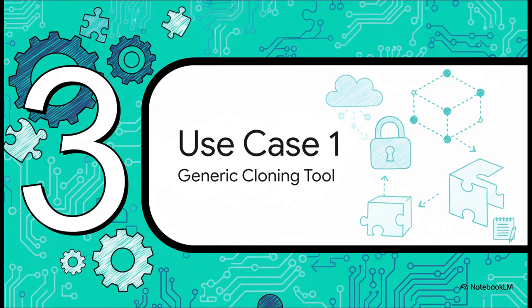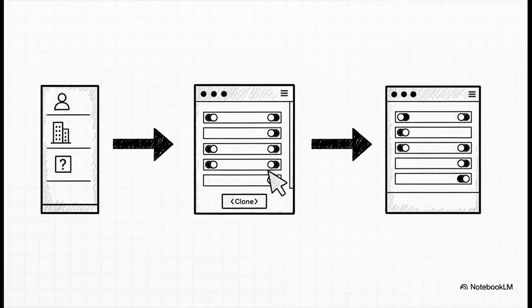All right, enough theory. Let's make this real. For our first use case, we're going to build a generic cloning tool. This is a classic example of where Dynamic Apex just absolutely shines. So picture this.